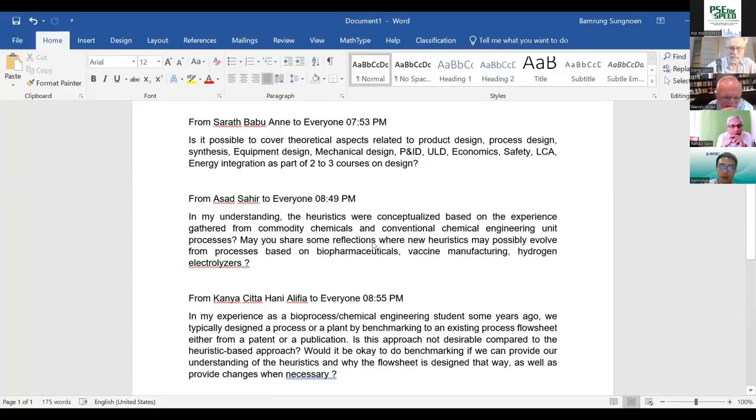From the answers, in my understanding, the heuristics were conceptualized based on experience created from commodity chemical and conventional chemical engineering unit processes. May you share some reflection on where the heuristics may possibly evolve from processes based on biopharmaceuticals, vaccines, and new platforms like the hydrogen electrolyzer?